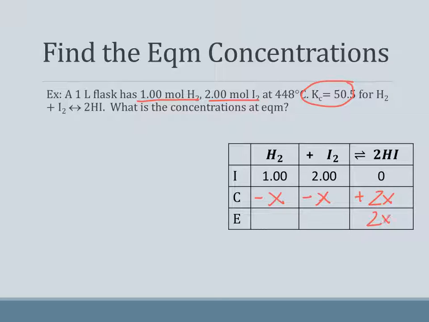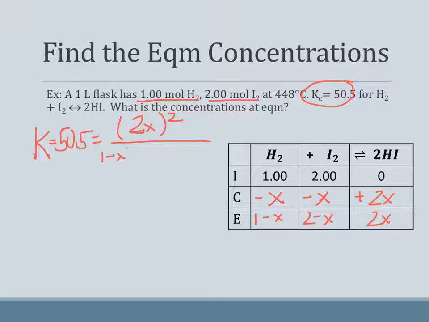So we have 2X is our equilibrium value, 1 minus X. Forgive me for dropping the zeros. I don't have enough space. 2 minus X. And we know that K, which is 50.5, is going to be equal to products over reactants. So 2X, the whole thing squared, over 1 minus X times the 2 minus X. Sorry, the pen is not cooperating. There we go. And so now we can solve for X.